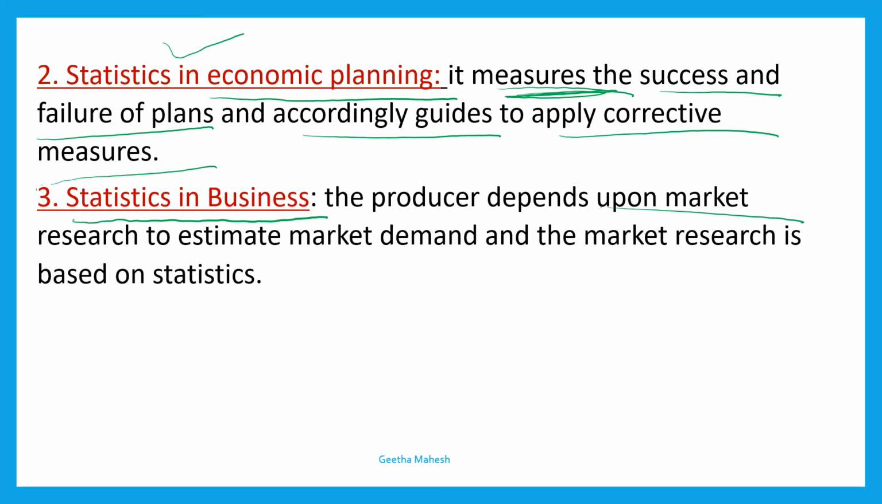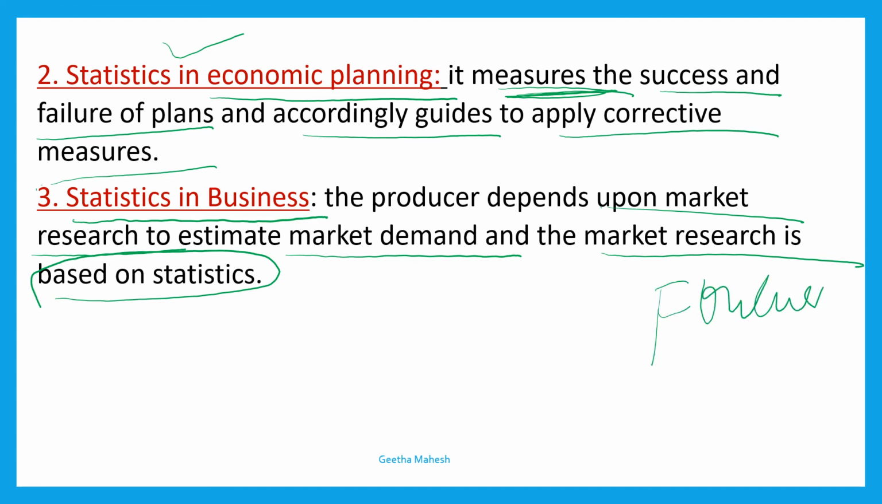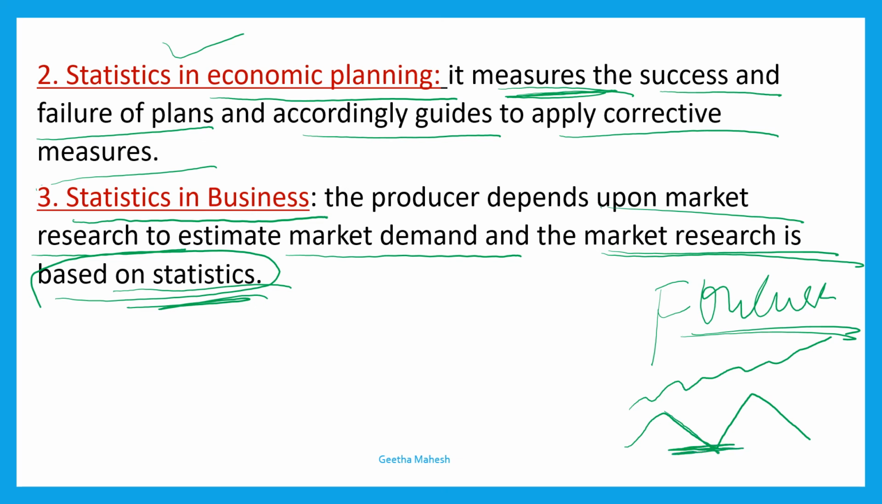The producer depends on market research to estimate market demand, and market research is based on statistics. Always the producer or businessman has to forecast the future. That depends on the collected statistics. They undertake market research which is based on statistics, and they will study the demand for their products. Is it continuously increasing? Is there any fall? When will there be a fall in the demand? When will there be an increase in demand for the product? All this they will analyze, and according to the situation they are going to decide what should be supplied and how much to be supplied in that particular situation.